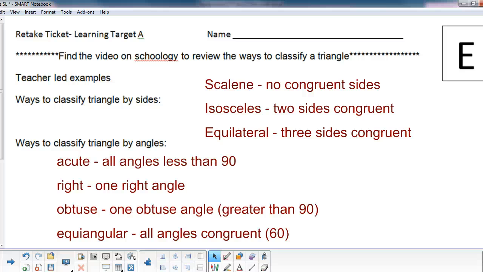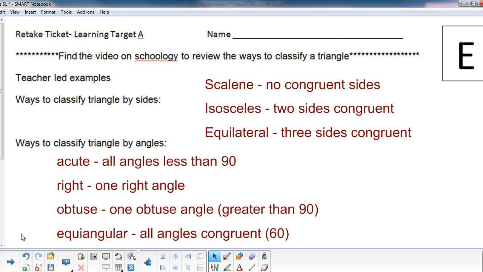Hi, this is the retake ticket for learning target E. I want you to go ahead and first pause the video and take notes on the 3 different ways that we classify triangles by sides and the 4 different ways we classify triangles by angles. Please pause the video now.